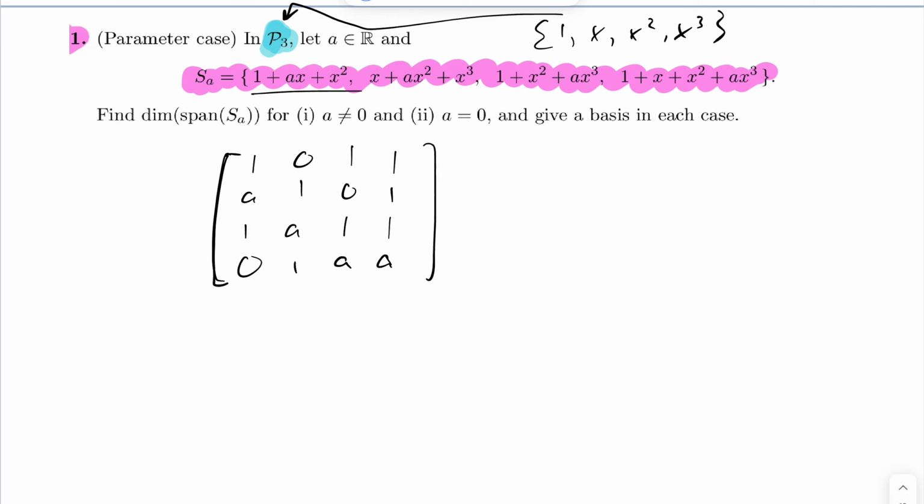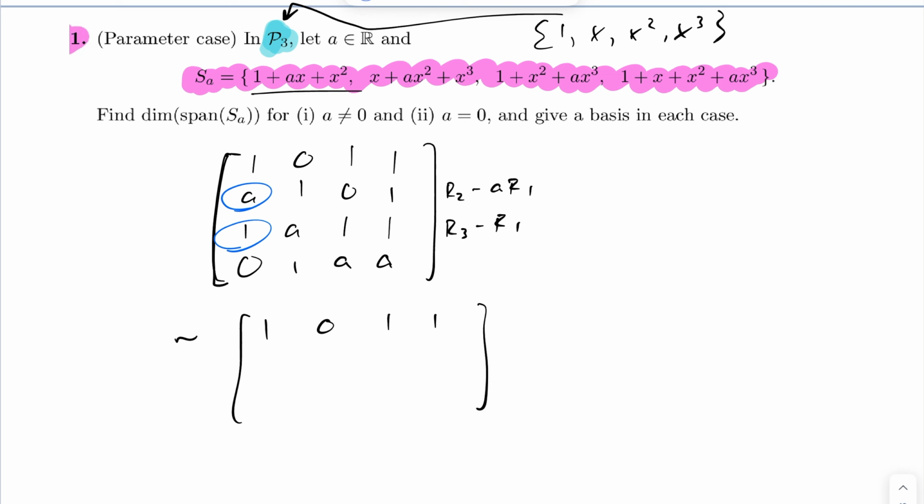And going ahead here, I'm going to do the same thing. I want to make these entries 0. So I'm going to take row 2 minus a times row 1. Take row 3 minus row 1. Row reducing this here, I get 1, 0, 1, 1. I get 0. The next entry here, row 2 minus a times row 1, is going to be 1. This will be negative a. And this will be 1 minus a. And then subtracting this up here, I get 0, a, 0, 0. And I'm not touching the bottom row.